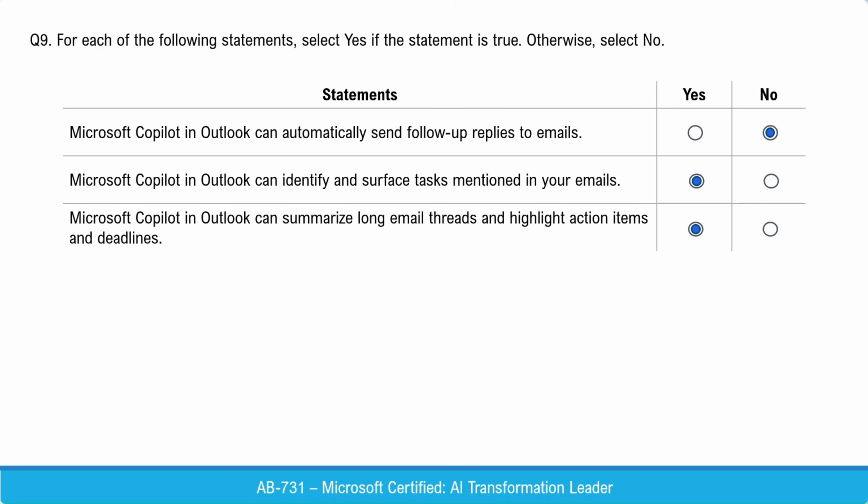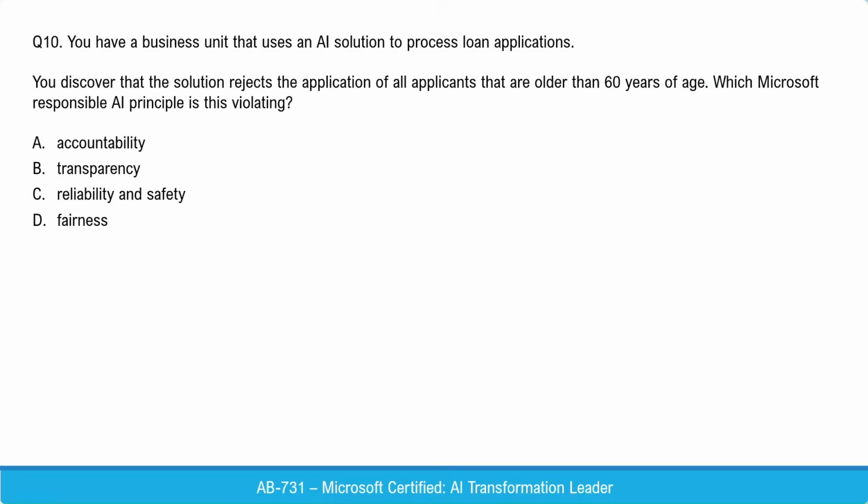Statement 2, Copilot can analyze emails and identify tasks mentioned in them. It helps users by surfacing these tasks so they can take action more easily. So this statement is true. Statement 3 is also true. Copilot can summarize long email threads and highlight important details like action items and deadlines. This saves time and improves productivity. So the correct answers are no, yes, and yes.